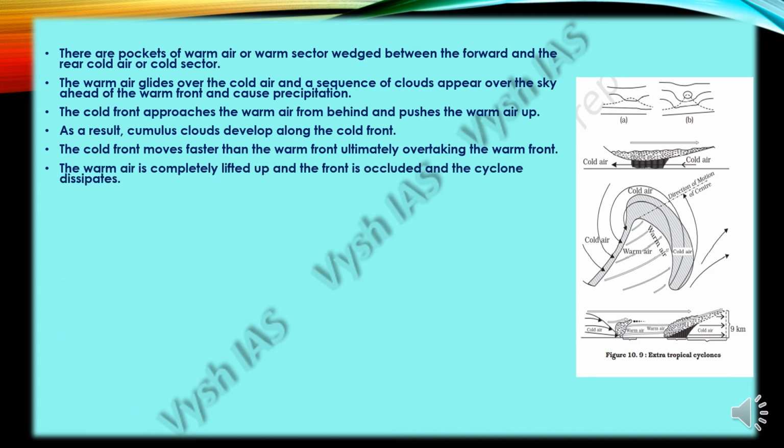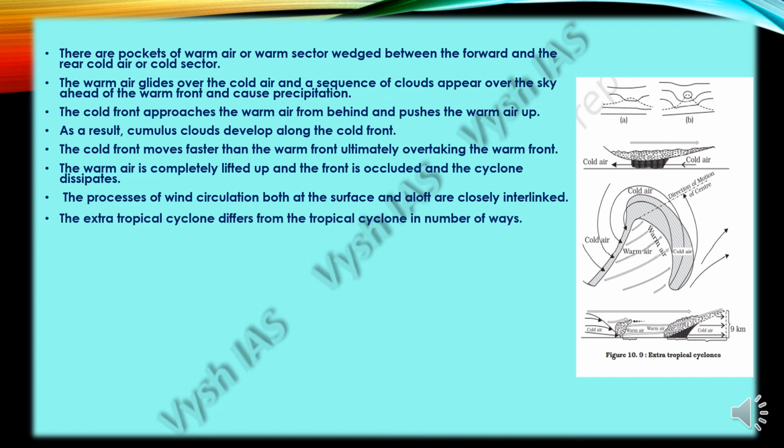The warm air will completely be lifted up and the front will be occluded. Occluded is when it moves completely away from the surface, and then the cyclone will start dissipating. The processes of wind circulation both at the surface and aloft will be closely interlinked.